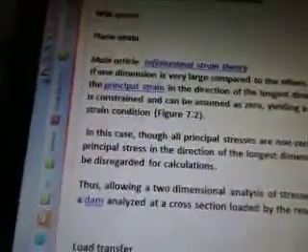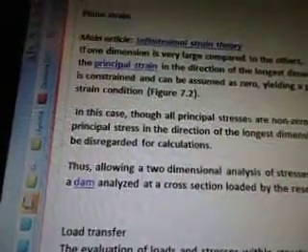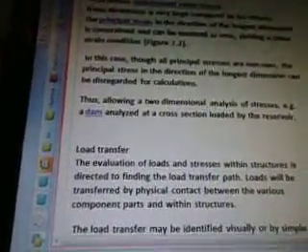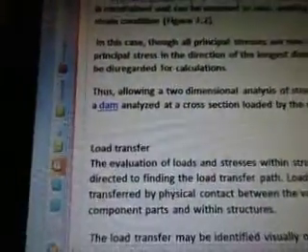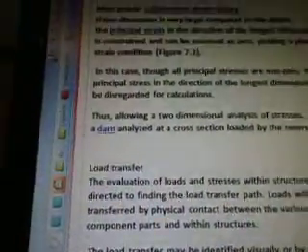If one dimension is very large compared to the others, the principal strain in the direction of the longest dimension is constrained and can be assumed as 0, yielding a plane strain condition. Figure 7.2, which I probably don't have up there. In this case, though all principal stresses are non-zero, the principal stress in the direction of the longest dimension can be disregarded for calculations, thus allowing a 2-dimensional analysis of stresses. A dam analyzed at a cross-section loaded by the reservoir.